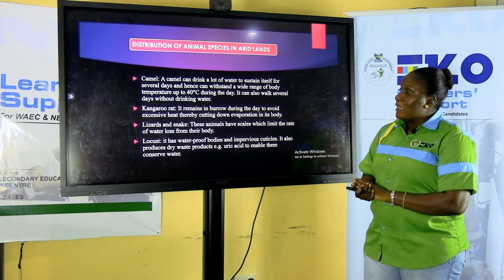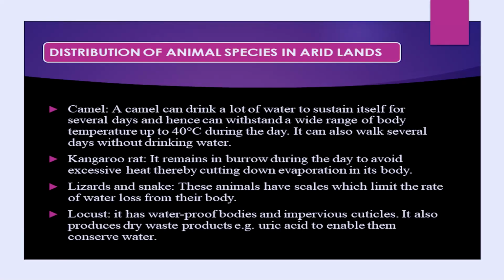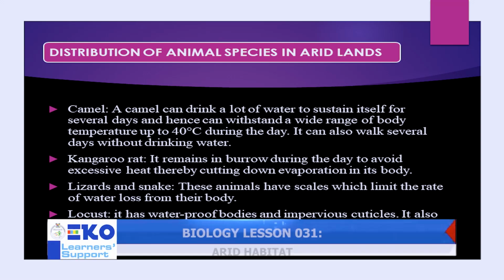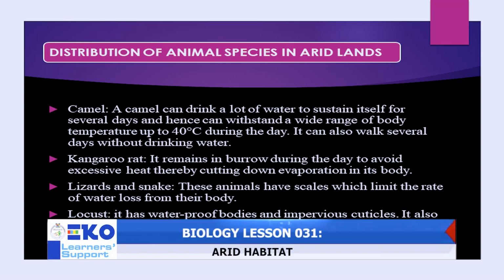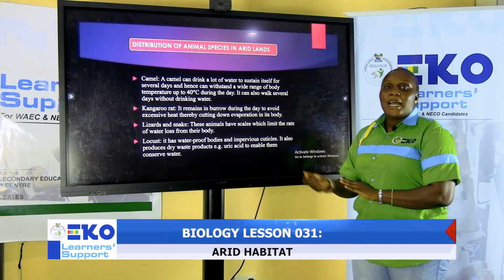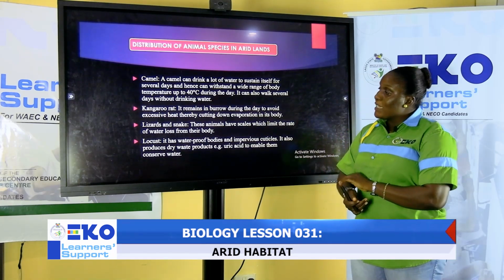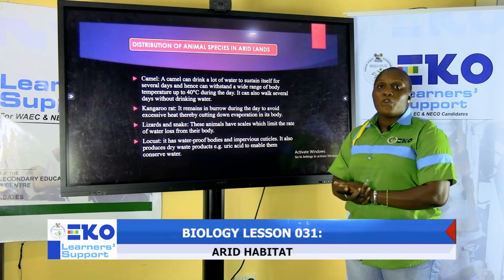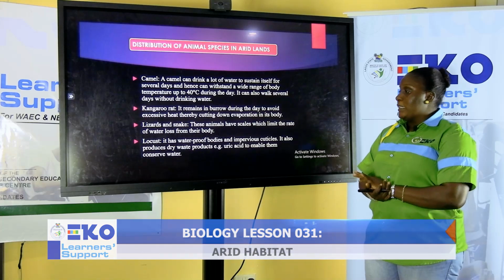We have lizard and snakes. These animals have scales on their body which limits the rate of water loss from their body. These are the adaptive features. Their scales is what they use to survive in the desert.